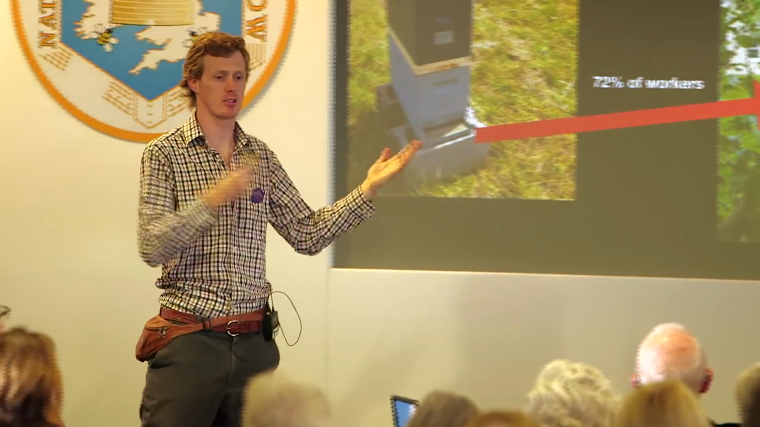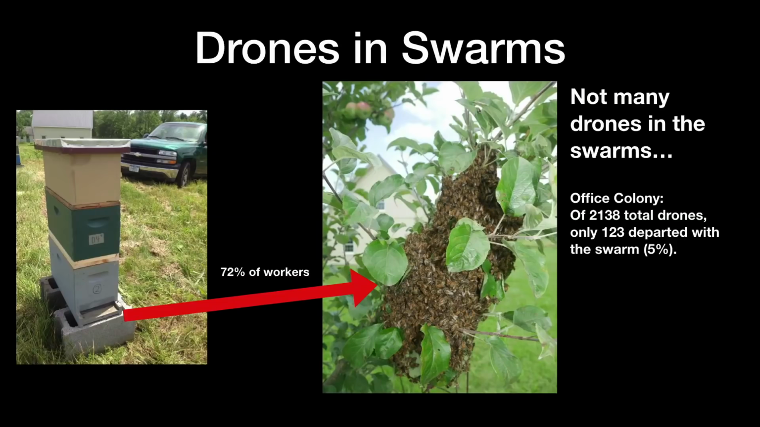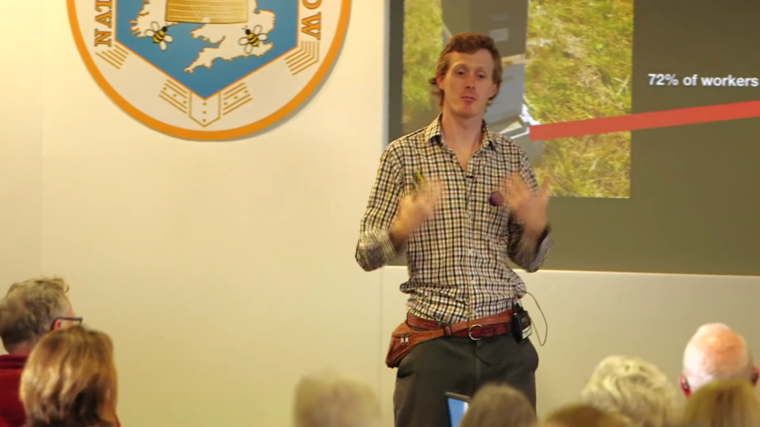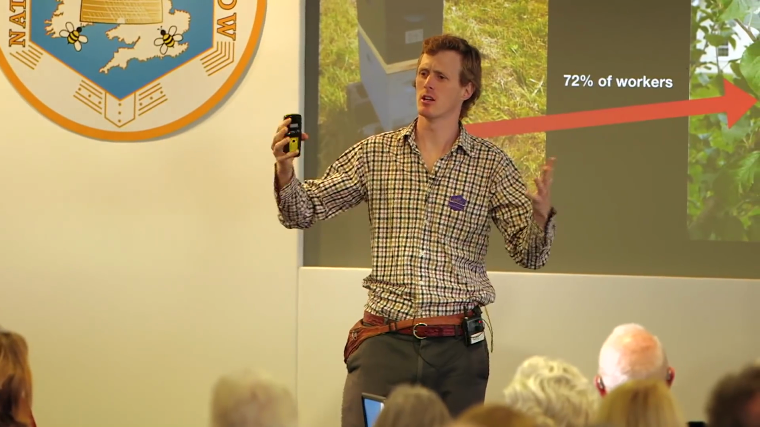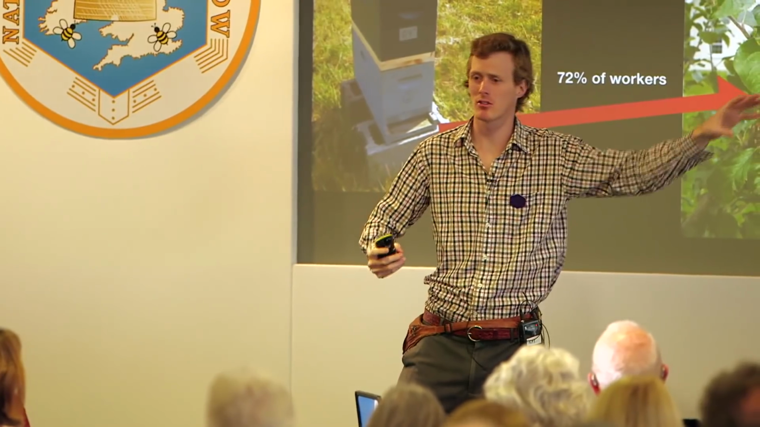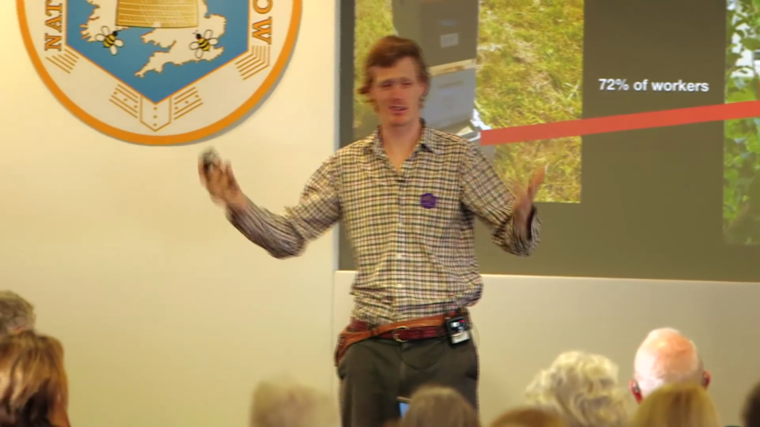And I took one of the swarms that I could actually say is, okay, this was the office colony. And the colony had over 2,000 drones. But if you count up the number of drones that ended up in the swarm versus the number of drones that stayed at home, only 5% of those drones left with the swarm. The vast majority of them stayed at home. And for me, as a biologist, that's really interesting because you've got this colony, it's swarming. You've got 70% of your workers just zipping out the door, and somehow the drones are just like, you guys do your thing. I'm going to stay here at home.